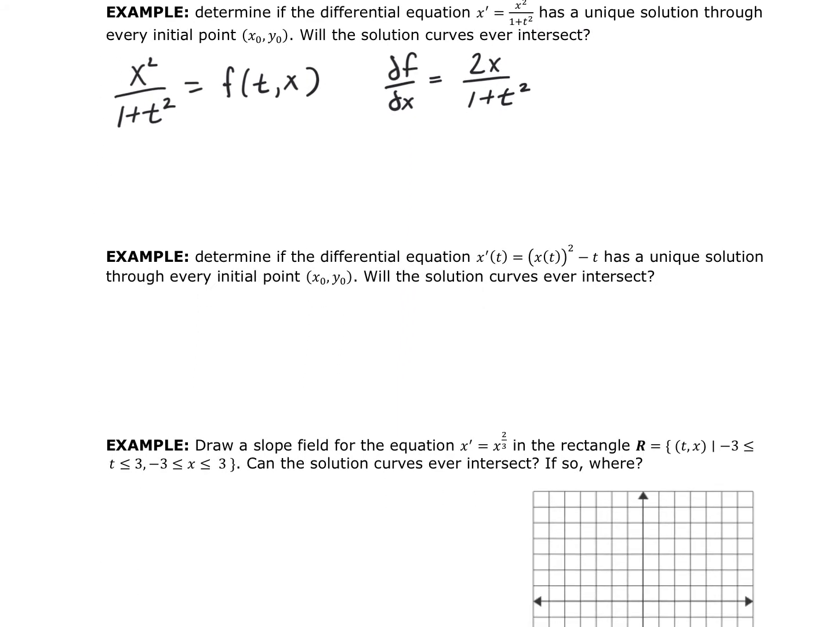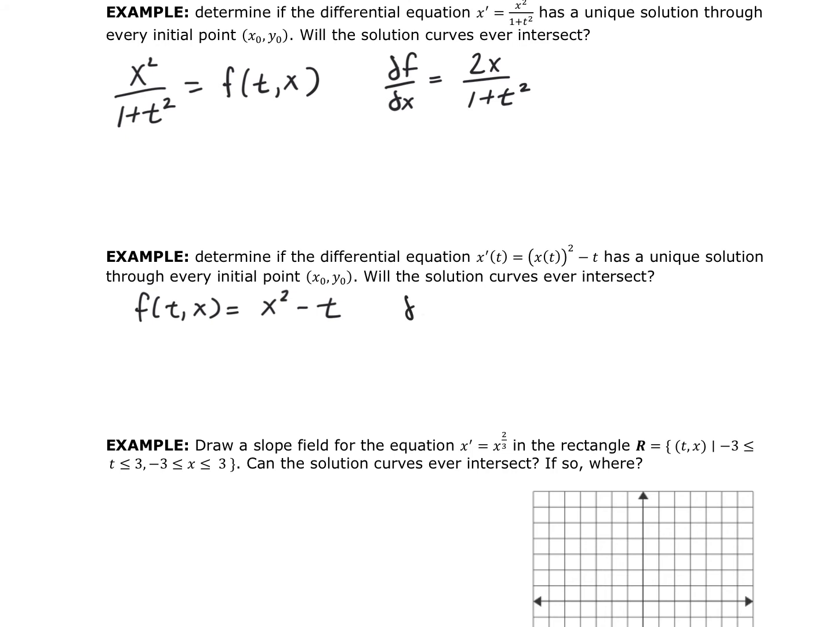So let's move on to my next example. Determine if the differential equation x prime is equal to x squared minus t has unique solutions in every point. Will the solution curves intersect? So our function, f of t, x, is x squared minus t.